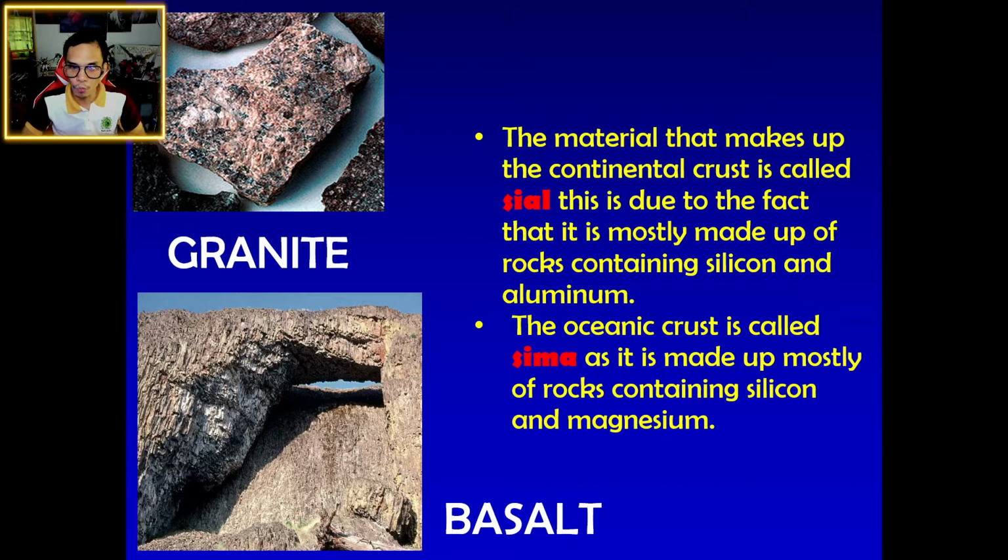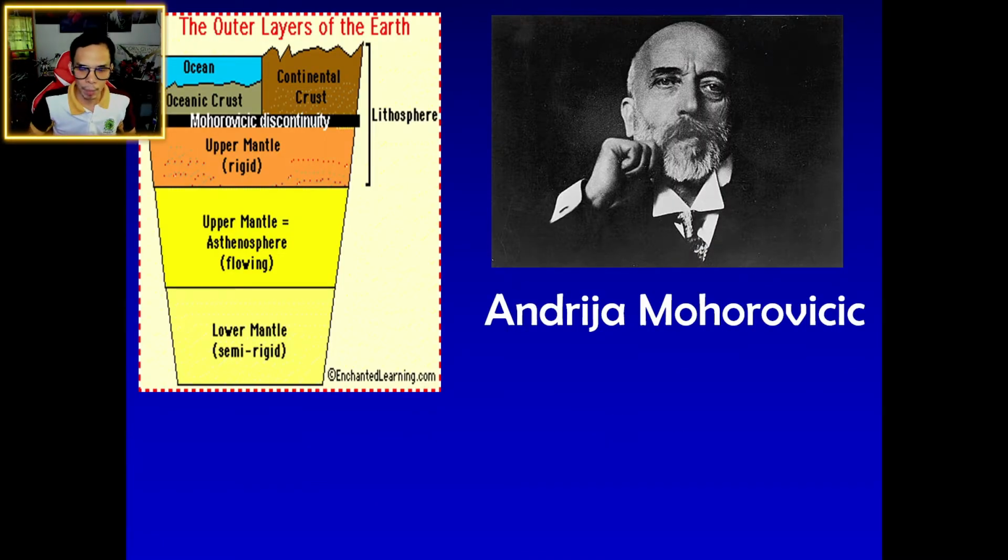So last time, in that video, I managed to show you that the continental crust is made up of granite, and most of the continental crust is made up of silicon and aluminum respectively. On the other hand, we have the oceanic crust, which is made up of basalt, which is dark in color, and most of the oceanic crust is made up of silicon and magnesium respectively, right?